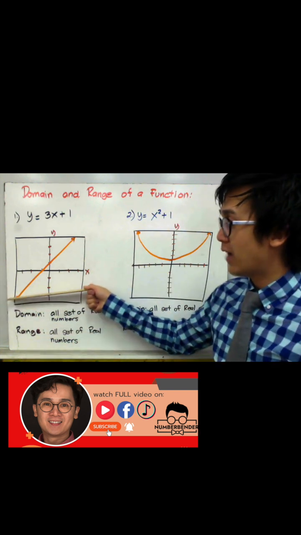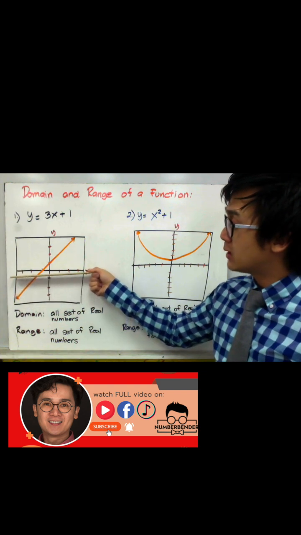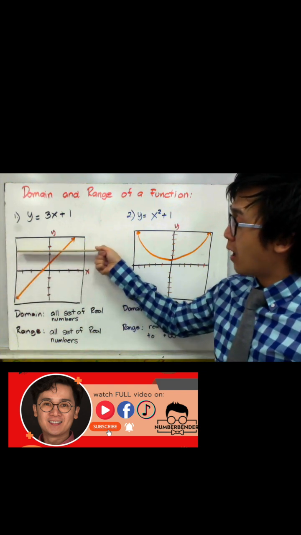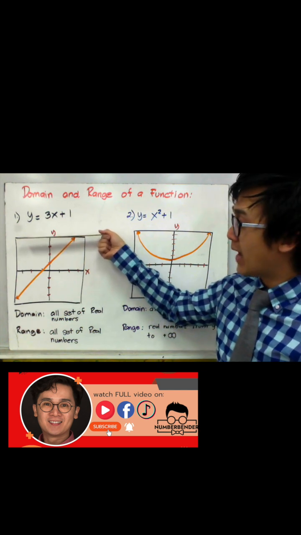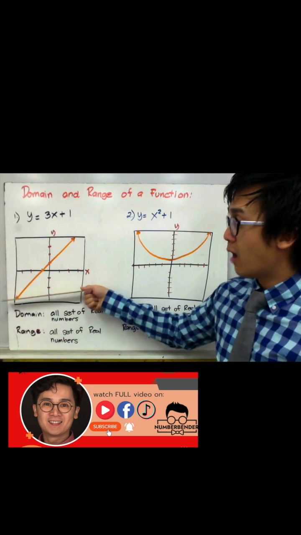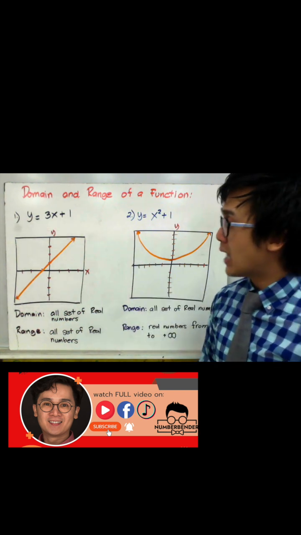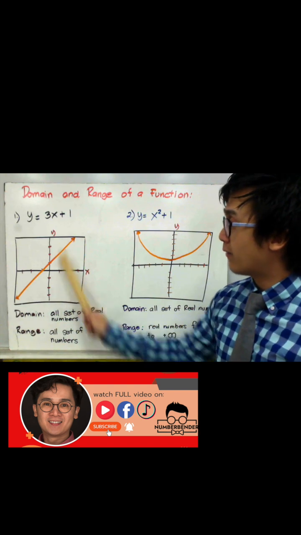So for our range of values, starting at the bottom, if you will notice, I am touching every single point on my equation or my function represented by this line. That means my range of values will be all set of real numbers on the y-axis. So that is how we visualize or write our domain and range when we are given a graph of a function or an equation.